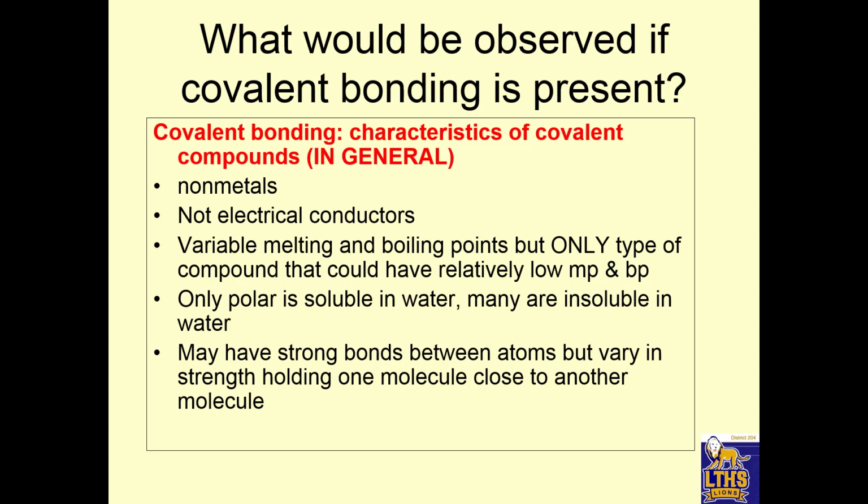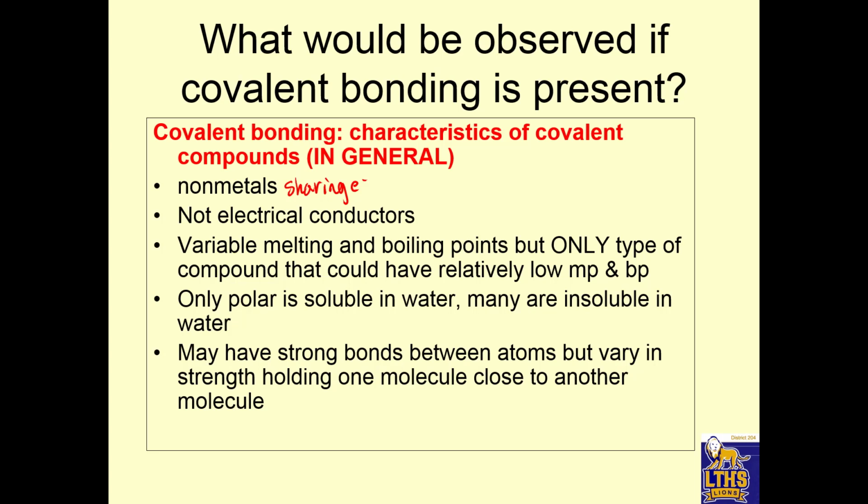What do you see if covalent bonding is present in matter? These are general characteristics, but in general, the bonds that are forming happen from nonmetals sharing electrons. All right, you see nonmetals involved. You're not going to see many metals in covalent bonding. Because they're sharing electrons and electrons can't move, they pretty much are not electrical conductors.